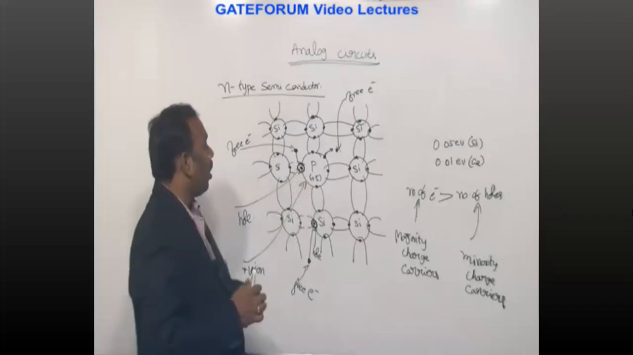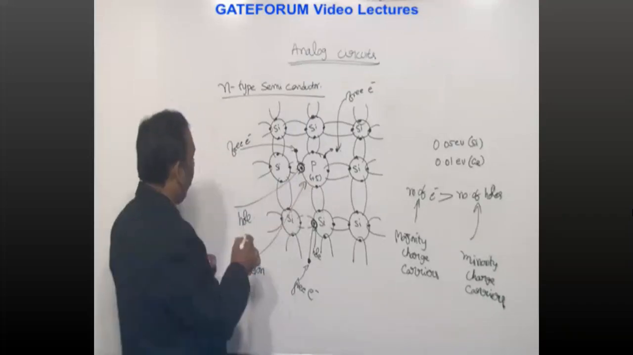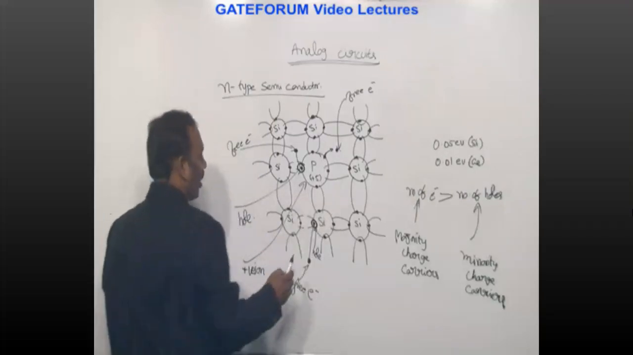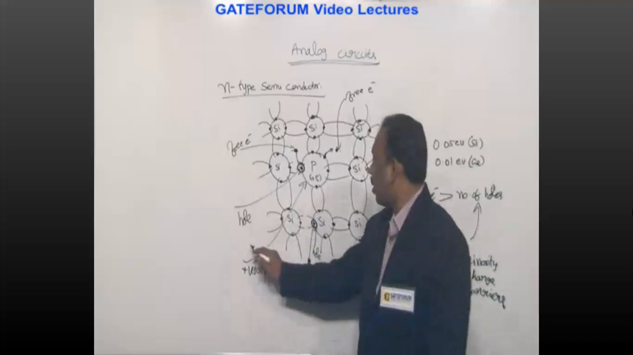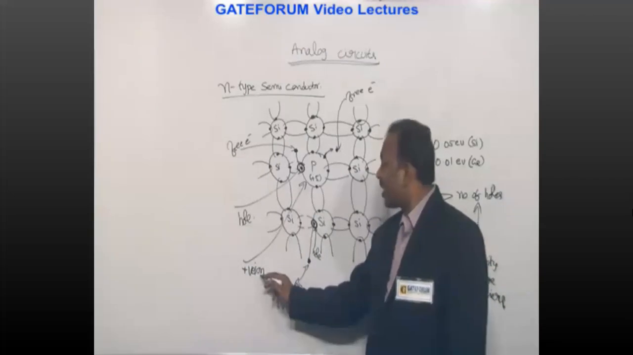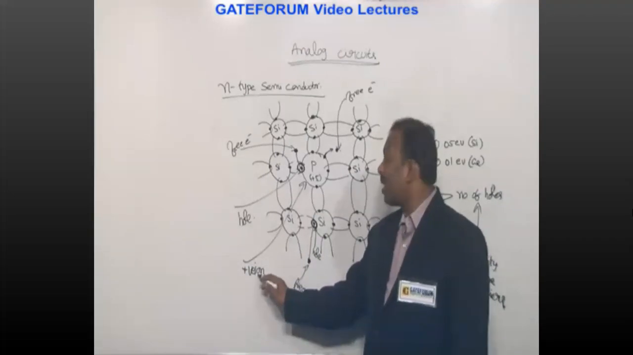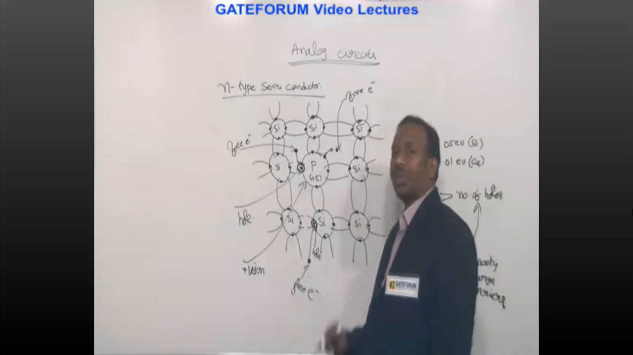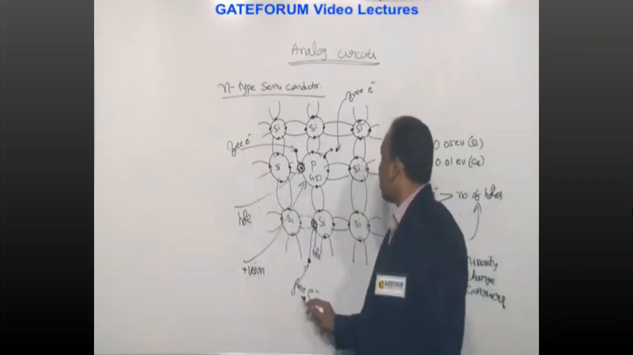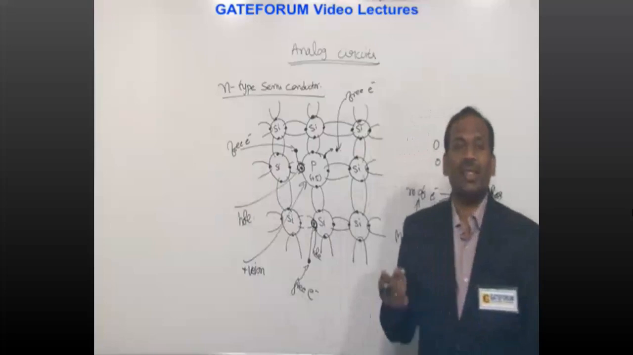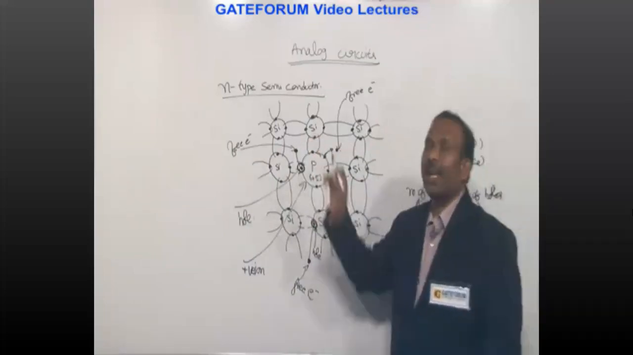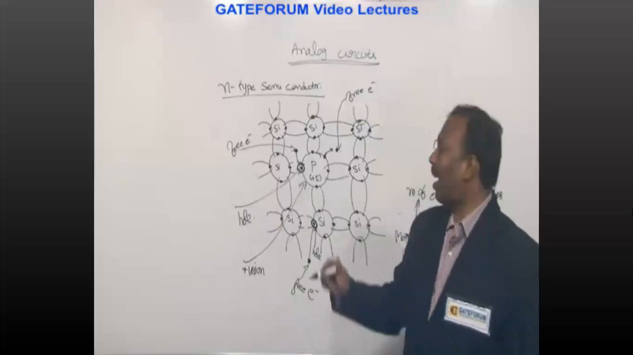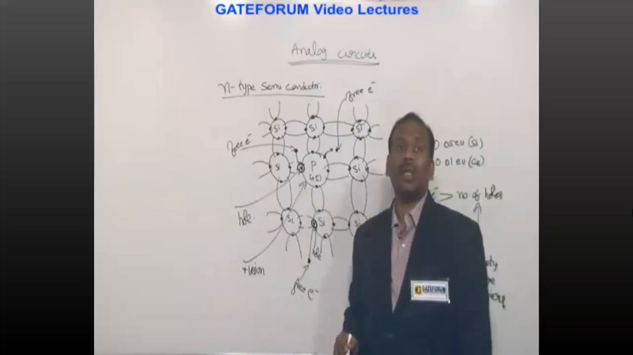Now see here, number of holes, 1. Where is the second hole? This is 1, 2 holes, plus this ion also has a positive charge. So 1, 2, 3 positive charges, and 1, 2, 3 free electrons. Electrons have negative charge. So overall the n-type semiconductor is electrically neutral, because the concept of ions comes into the picture.